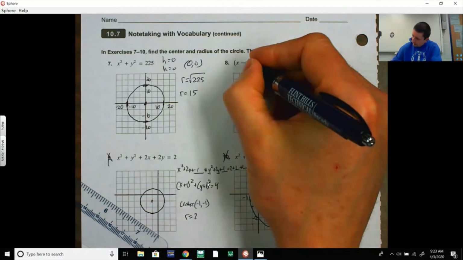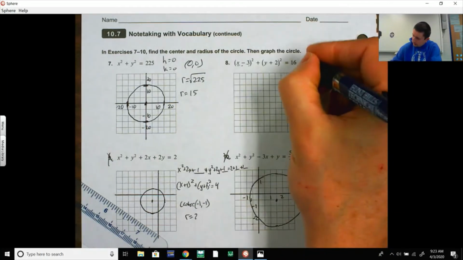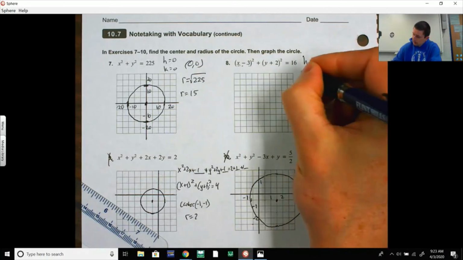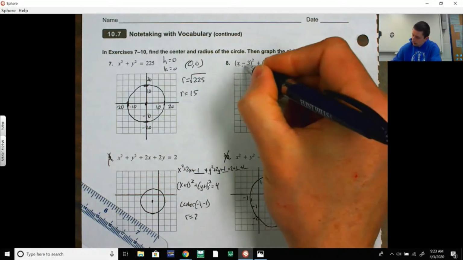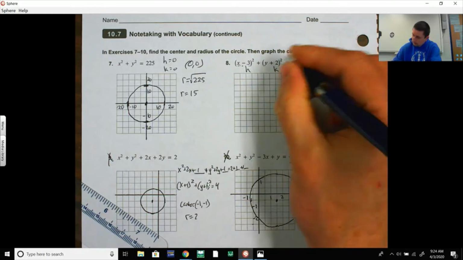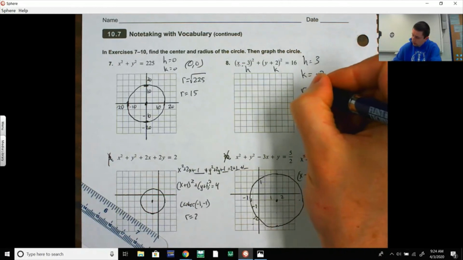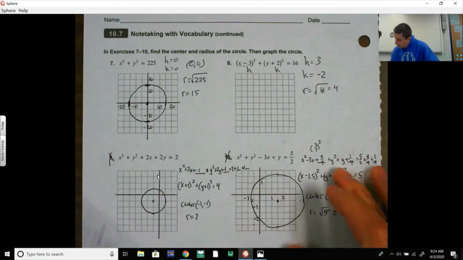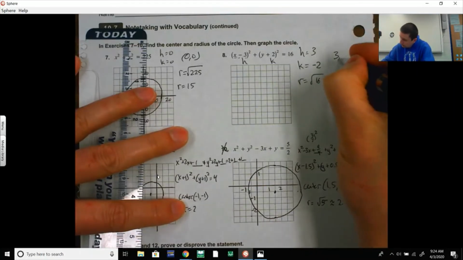So here, see the x minus 3? That means h is positive 3. The minus is built into the formula. The k, there's a y plus 2, so k is negative 2. That's what makes these equal to 0. Your r is the square root of 16, which is 4. So h is 3, k is negative 2, that is our center.